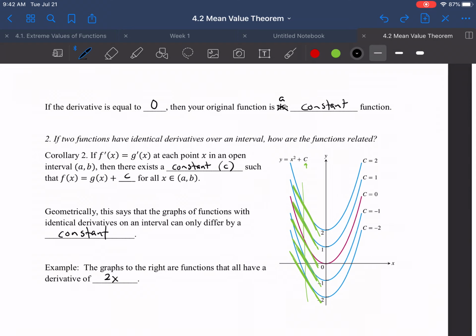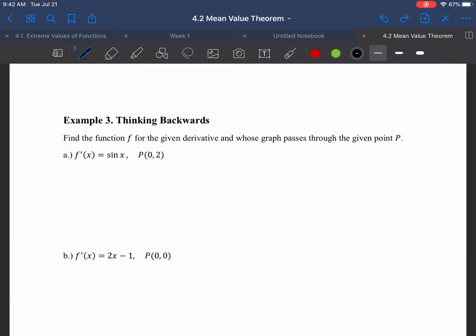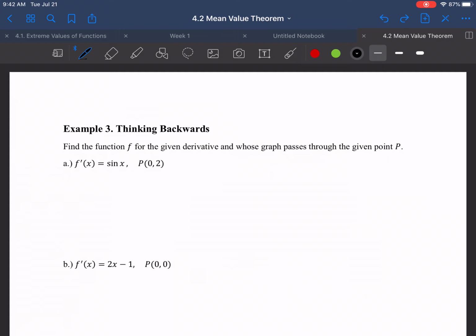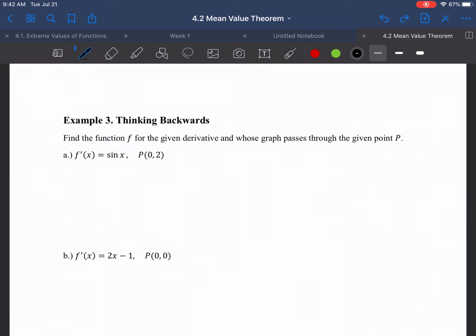All right, let's take a look at another example. Here, thinking backwards, I'm going to do a little bit of these for you, but then I'm going to want you to work on some of these. So I might do 2 of these here. Find the function f for the given derivative and whose graph passes through the point P. So this is an important skill when we start getting into antiderivatives, but we're basically starting off where we have the derivative and we have to figure out what the original function was.